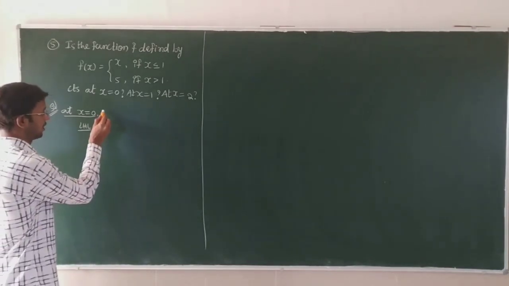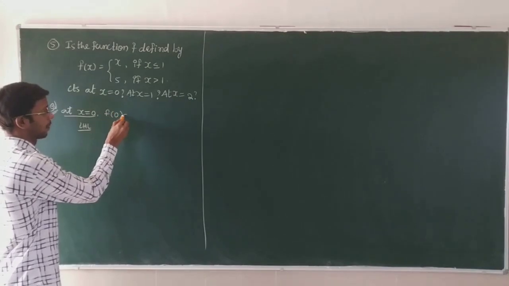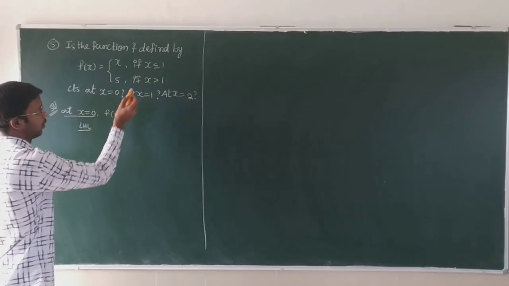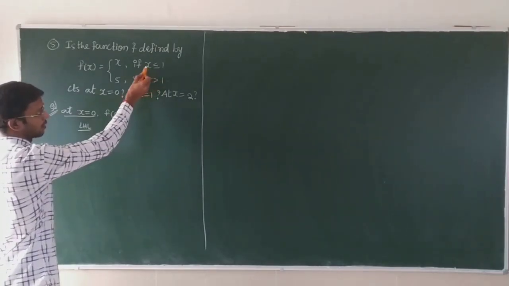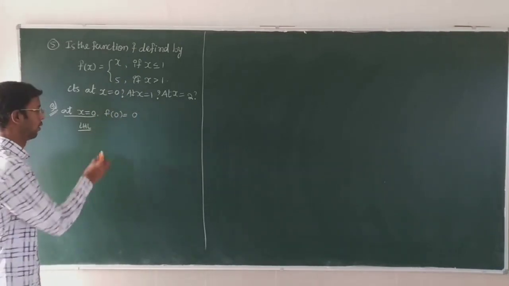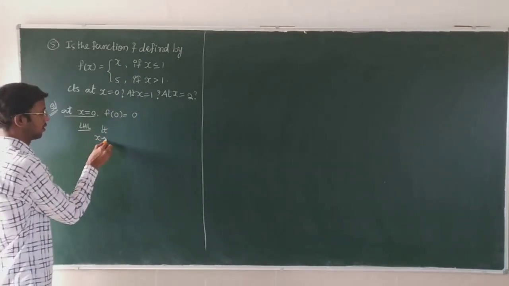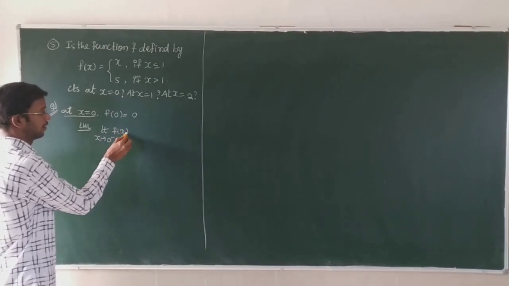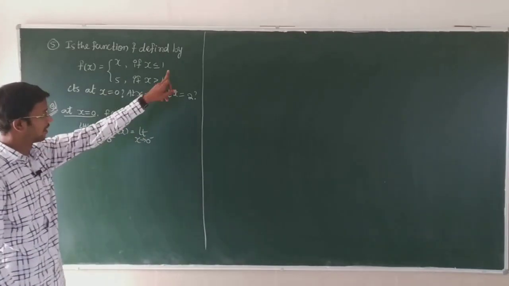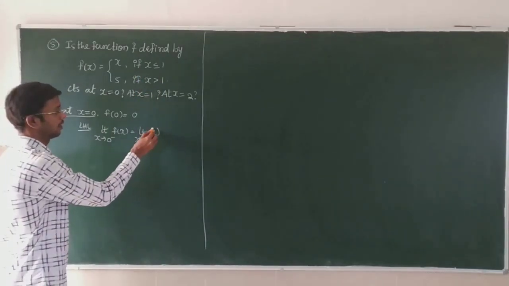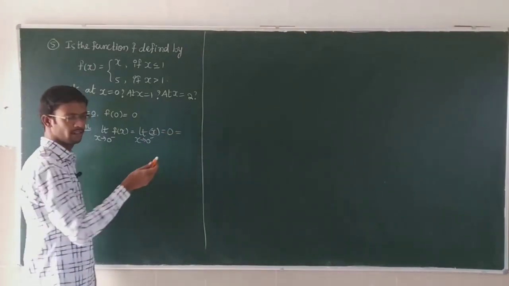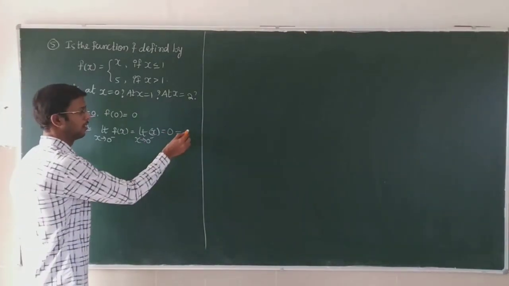LHL. First, f of 0 I will find. F of 0 means x equal to 0, that is less than 1. Less than 1, the answer is x, and the x value here is 0. Limit x tends to 0 minus f of x. It is less than 1, so the f of x value is x. Now we substitute 0 minus, which is nothing but approximately the value 0.